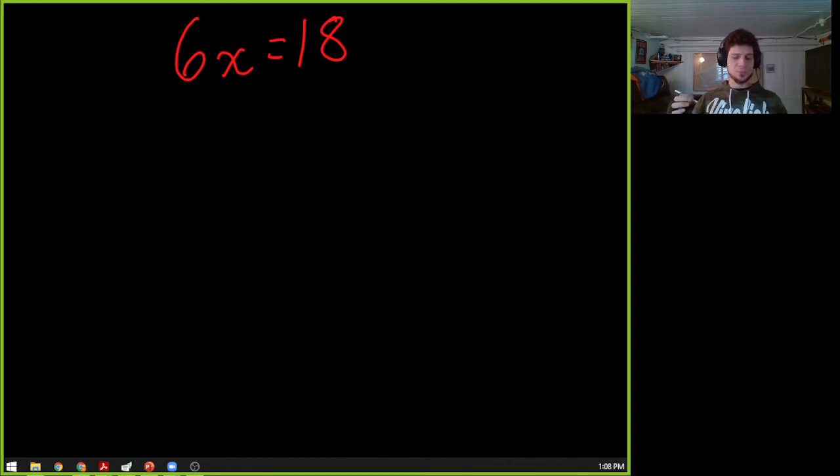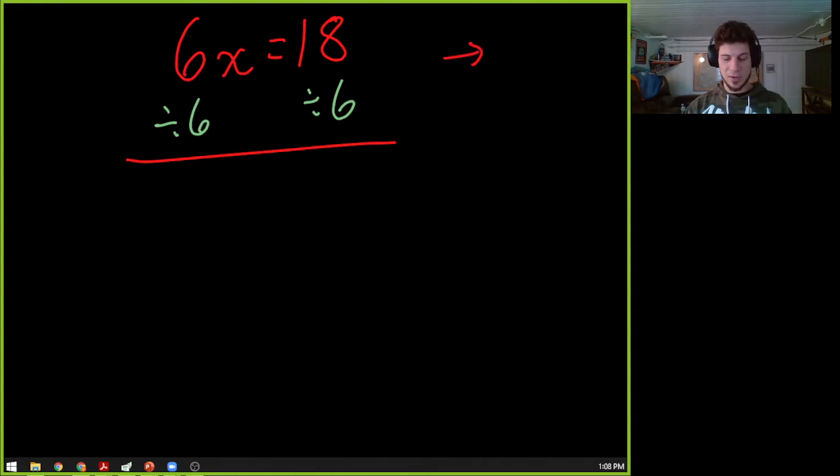Once again, this time instead of subtracting or adding the opposite, we can multiply by the opposite. So what we're really doing here is, instead of subtracting 6, because if this is 6 times x, we're going to do the opposite. It's easier to think of that as we're dividing by 6 on this side and dividing by 6 on this side.